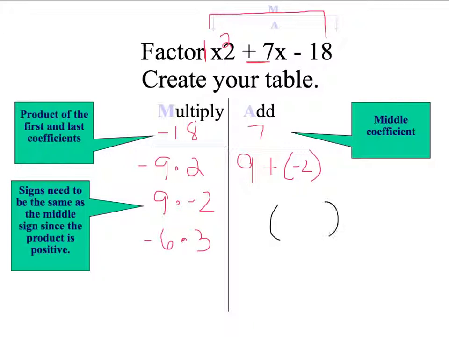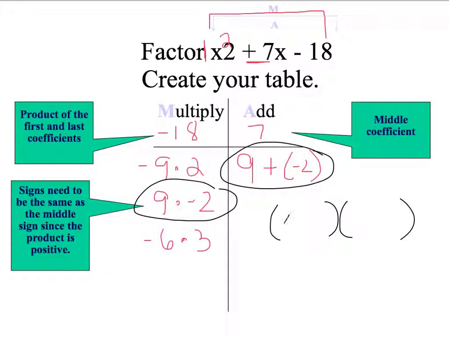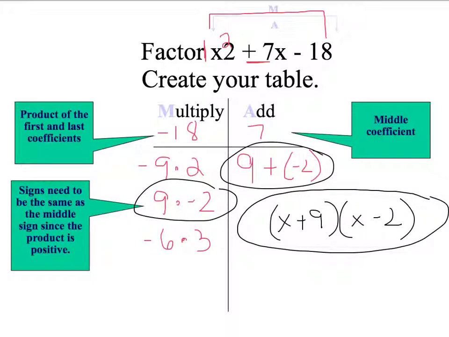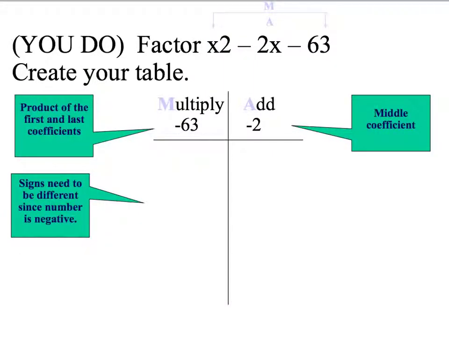So I know that I have the negative 2 and the positive 9. So we have x and x, 9 is positive, so plus 9, and 2 is negative, so minus 2. We're kind of unfoiling this to get back to the factors. Now pause the video for a moment and try this one on your own.